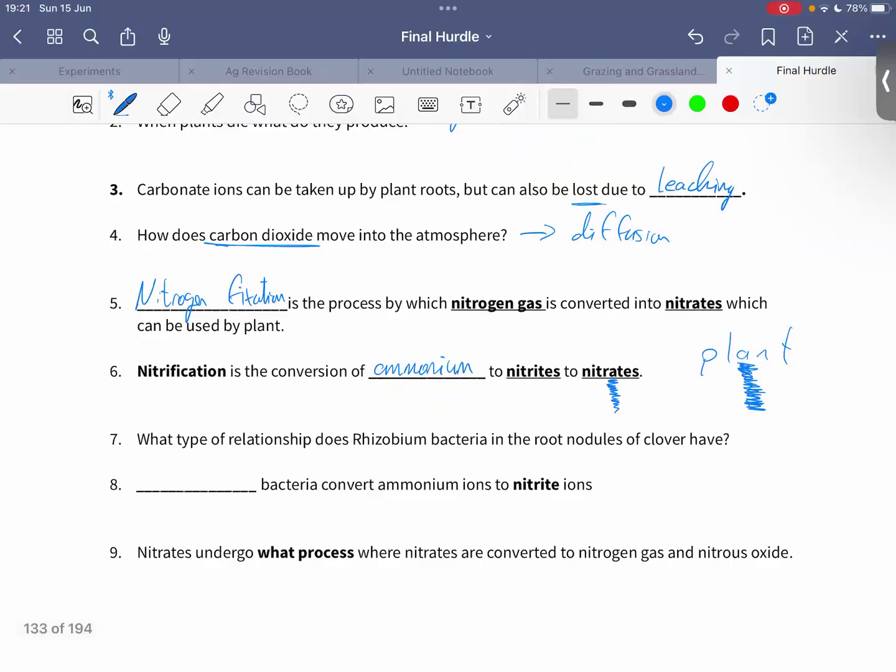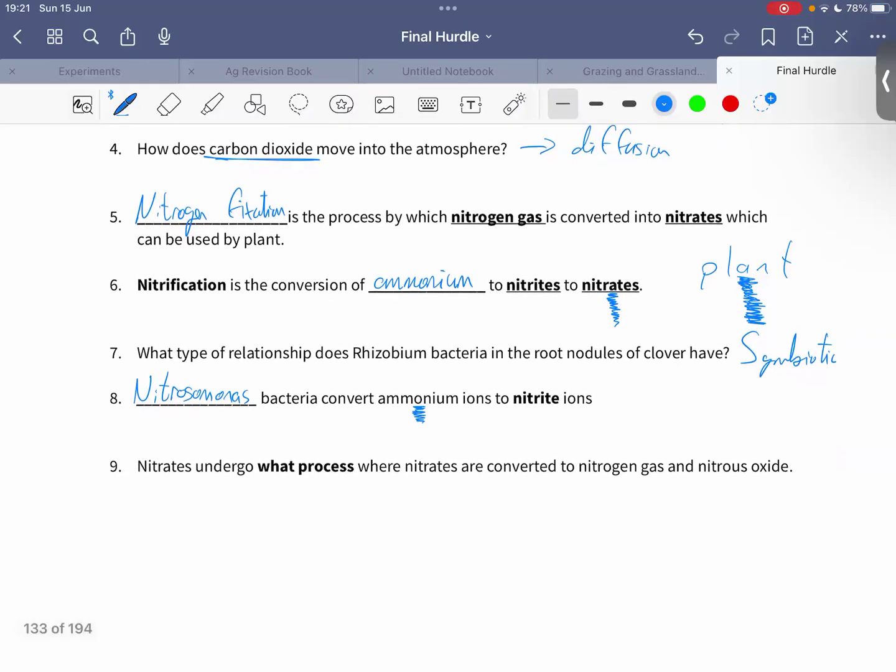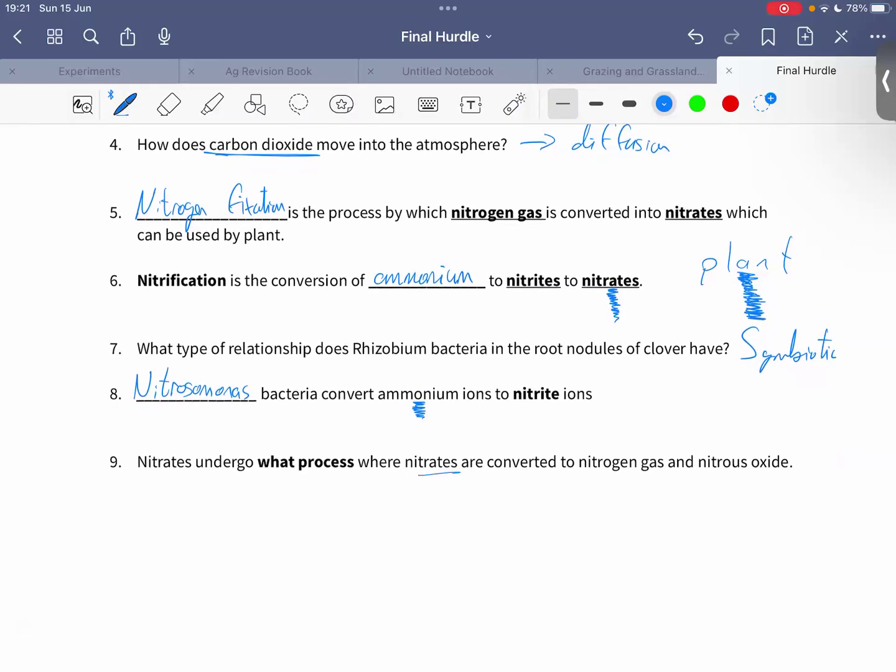What type of relationship do rhizobium bacteria and the root nodules of the clover have? If you don't know it at this stage, there's no refund. What bacteria converts our ammonium to nitrites? The first step. What type of bacteria? Nitrosomonas. Nitrates undergo what process where nitrates are converted back into nitrogen gas in the atmosphere? Jim, you should have the answer there for that one. You had it before anyone. Denitrification. Siobhan and Emma have it as well.